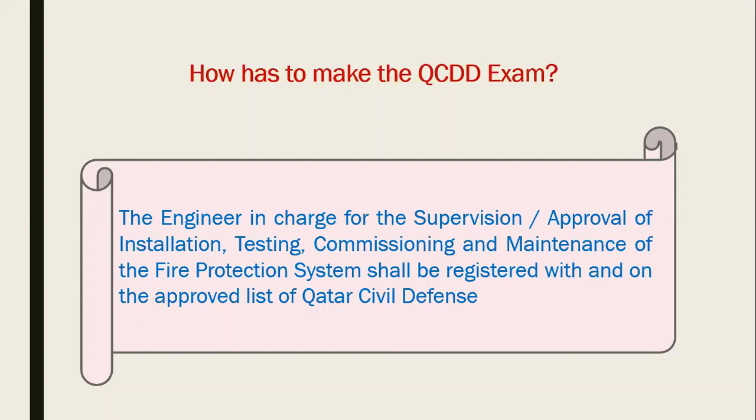For any company working in construction, installation, testing, commissioning, or maintenance, each company should have at minimum one QCDD certified engineer. It doesn't make it mandatory for all staff to be certified, but at least one engineer within the company must be certified so they can progress with the approvals.